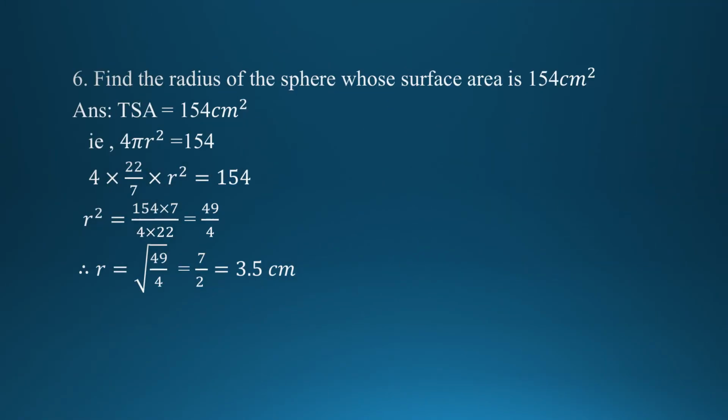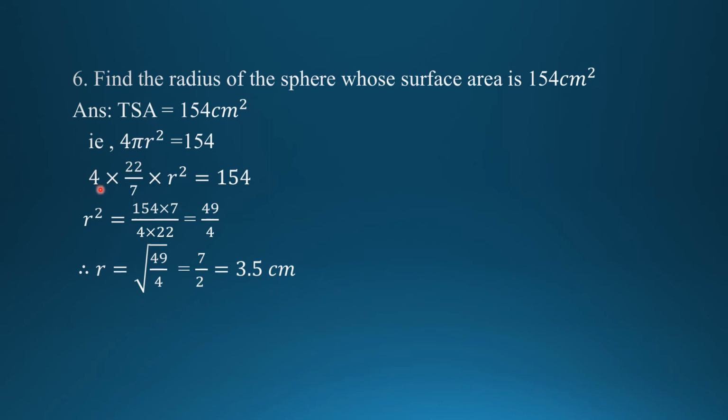Question number 6. Find the radius of the sphere whose surface area is 154 cm square. Here we are given the surface area of the sphere, that is 4 pi r square is 154, and by substituting the value for pi we can find r square, and by taking the square root of r square we can find r, which is radius of the sphere.